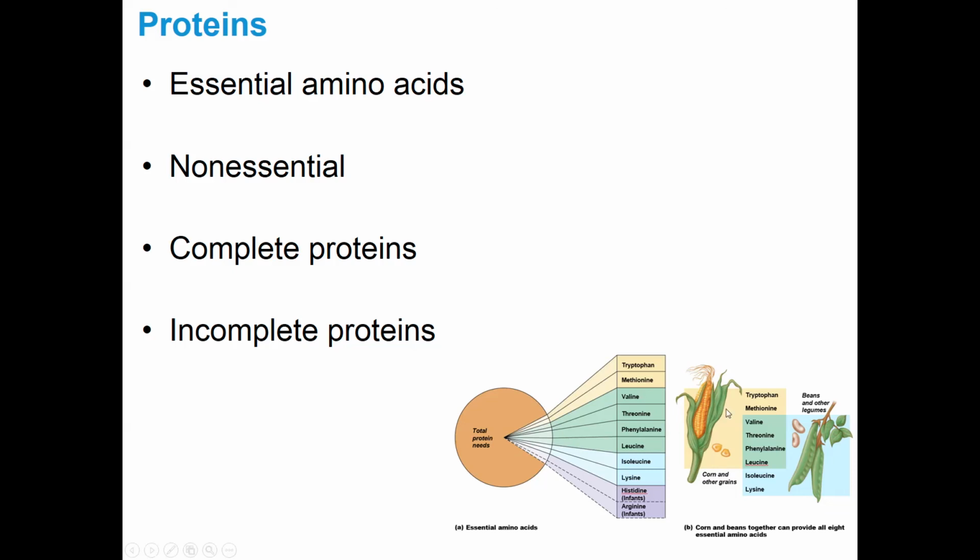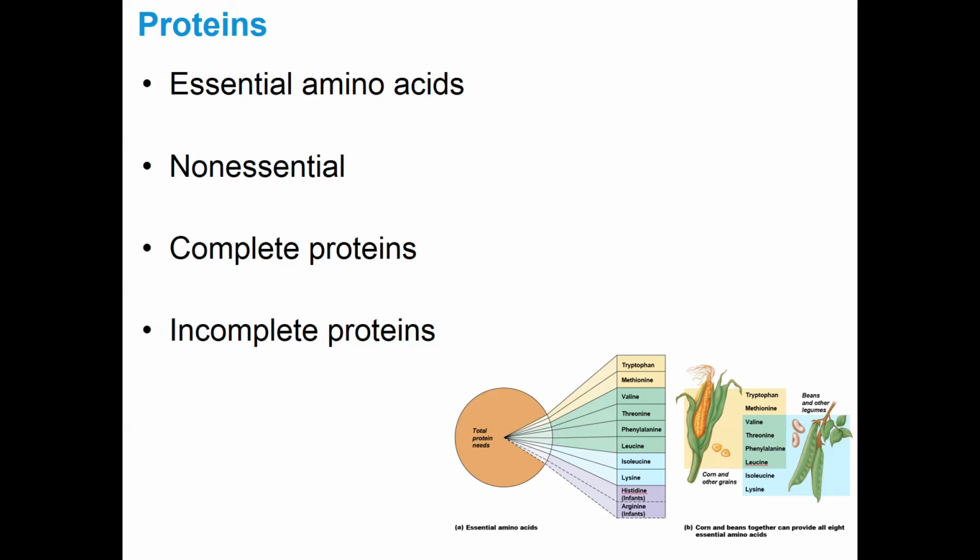What you've got pictured here in the lower right is that corn and other grains contain all of these essential amino acids, but they're missing isoleucine and lysine, right? But then your beans and your other legumes have valine on down to lysine, but they are missing tryptophan and methionine. So the idea here is that if you eat a wide variety of incomplete proteins, hopefully the overlap between the two generates a complete protein.